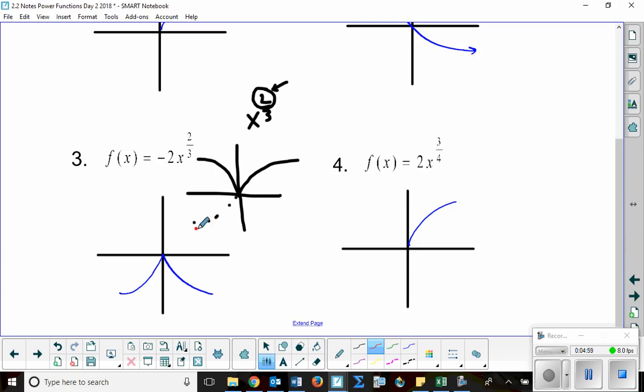X to the 1/3 would have been, if I can graph it, all along this red line. And then when you get to the 2/3, it squares those numbers so that you're getting this function right there. And the negative in front reflects it over.